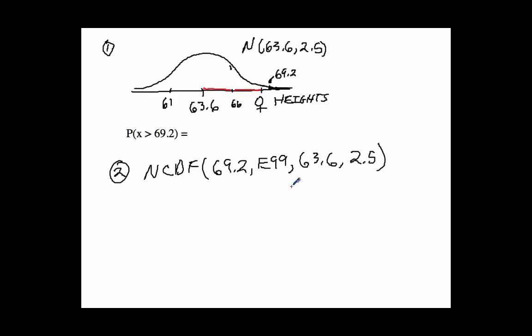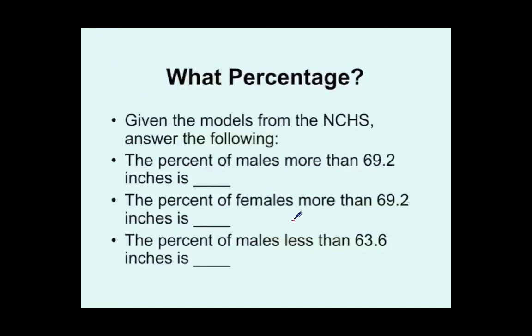So what that tells us, back at the ranch here, is that this is equal to 0.013, or if we wanted to write that as a percentage, that's 1.3%. So what that tells us is that less than 2% of the females are taller than the average height of a male.